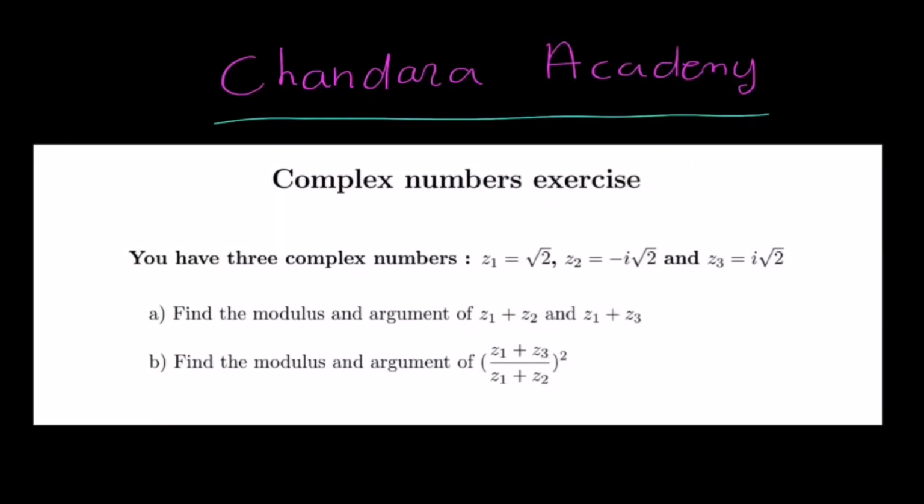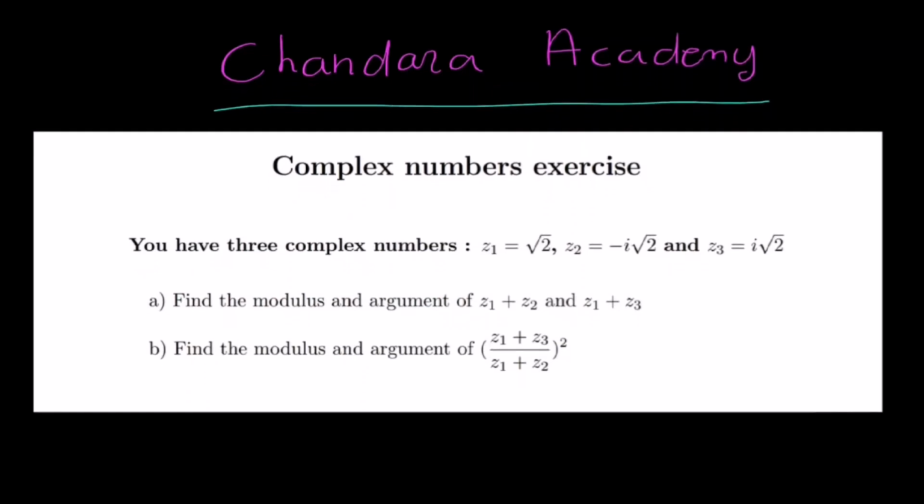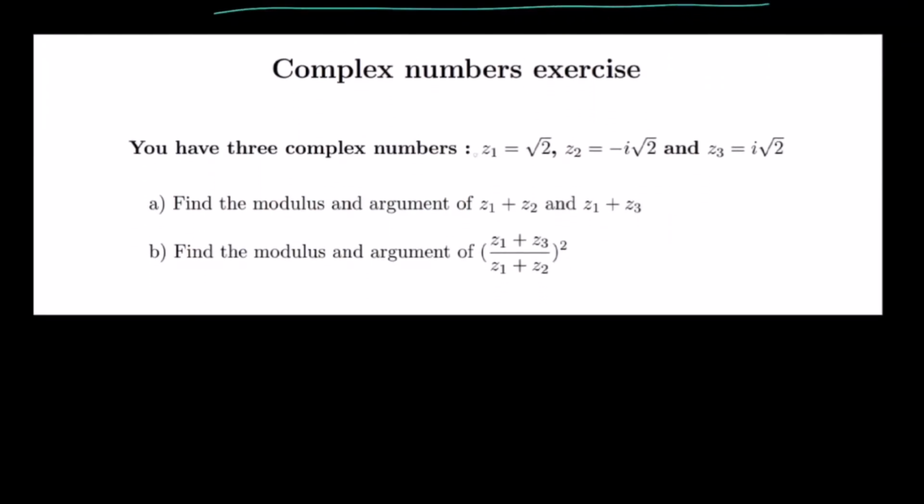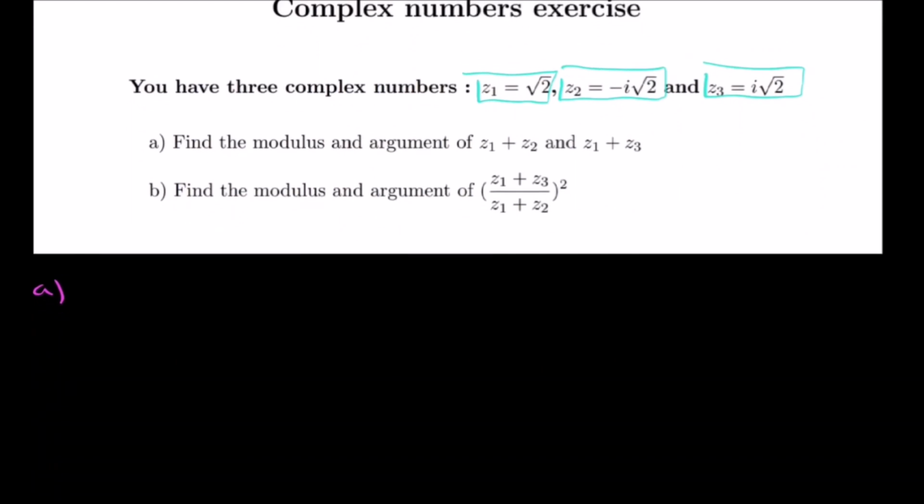So we're going to resolve this exercise about the complex numbers. We have three complex numbers here: z1 equal to root 2, z2 equal to minus i root 2, and z3 equal to i root 2. So first, let's find the modulus and the argument of z1 plus z2. So we have z1 plus z2 equal root 2 minus root 2i.